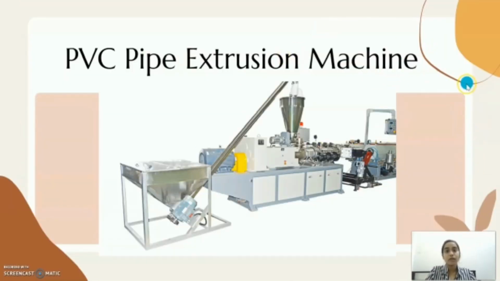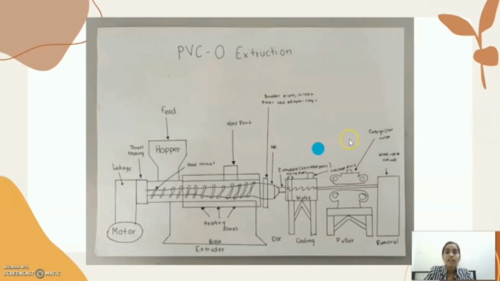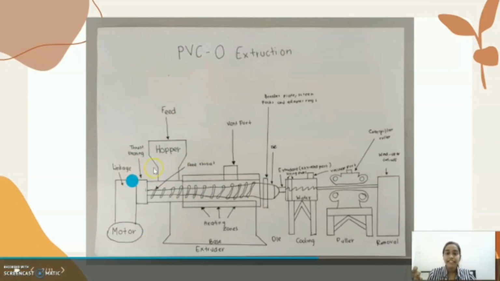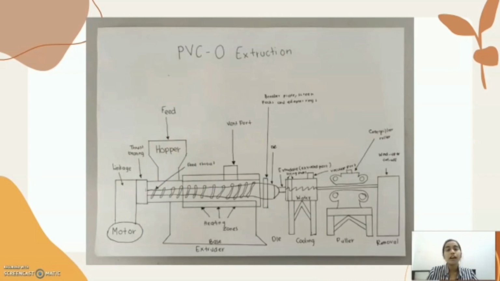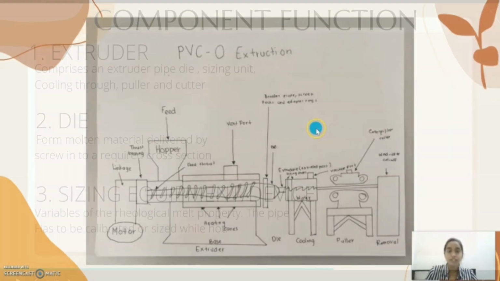This is the whole diagram of the PVC pipe extrusion machine. PVC pipe extrusion is a process used to create an object of a fixed cross-sectional profile by pushing material through a die of the desired cross section. The PVC extrusion machine has a lot of components, which are the motor, thrust bearing, linkage, hopper, feed, heating zones, vent pot, extruder, breaker plates, puller, vacuum pot, removal, and so on.